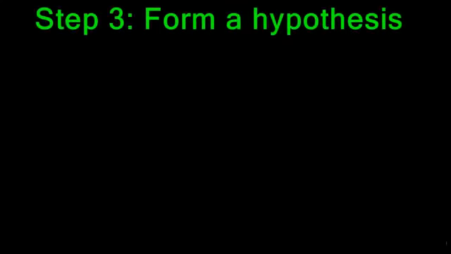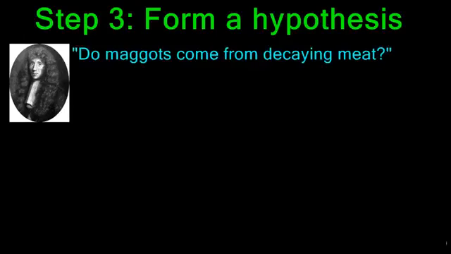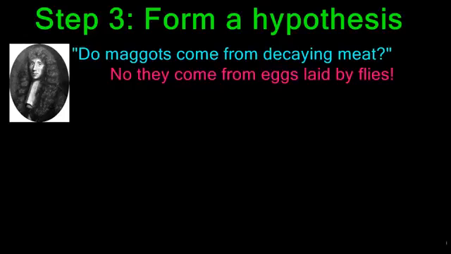Step 3 of the scientific method is forming a hypothesis. A hypothesis is a possible solution to your question. In Redi's case, his question was, do maggots come from decaying meat? Well, he had noticed, based on his research, that living things come from other living things of the same kind. So he would hypothesize that maggots come from eggs laid by flies, not from decaying meat.